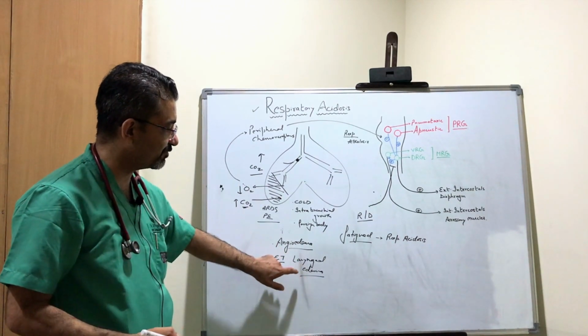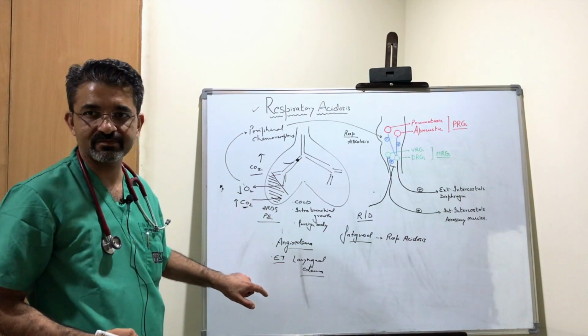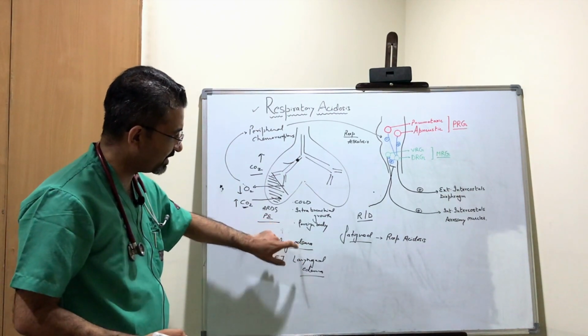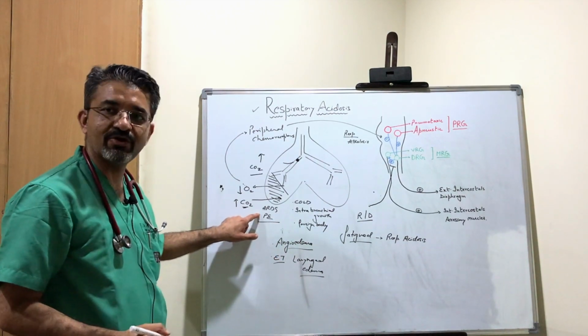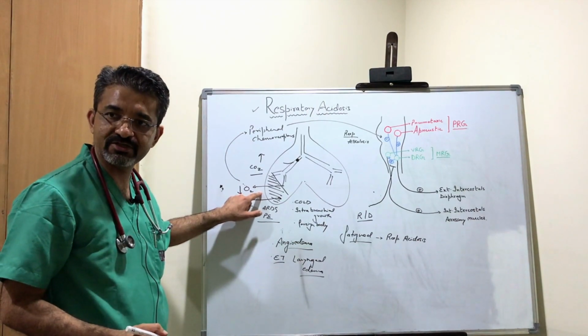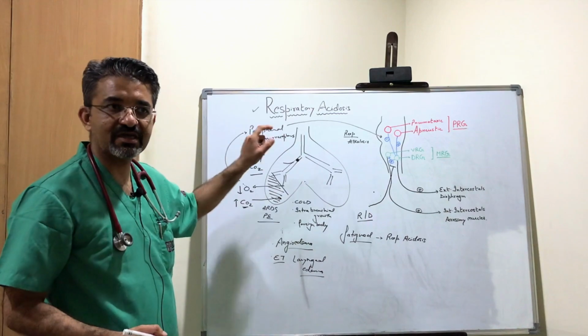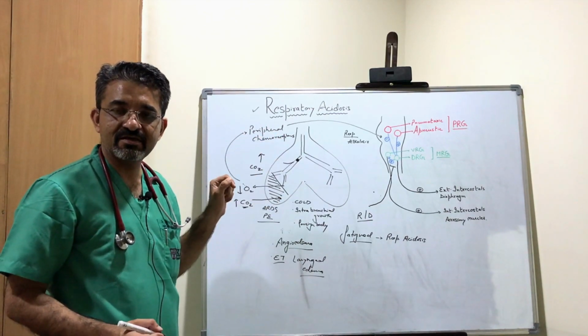So you have to treat them. How do you treat angioedema? How do you treat laryngeal edema? You use liberal dose of steroids, right? So as you correct the pathology, you treat pulmonary embolism, you treat ARDS, you treat pneumonia, you treat consolidation, right? Your problem will be reversed. So this is how your respiratory acidosis takes place.